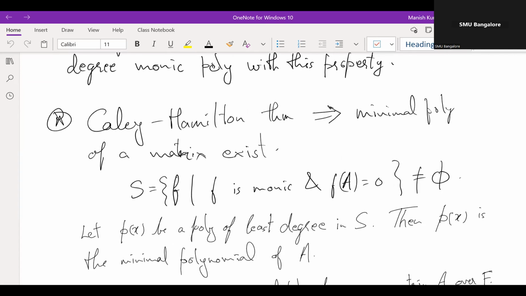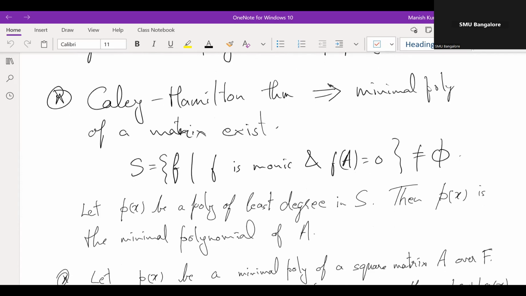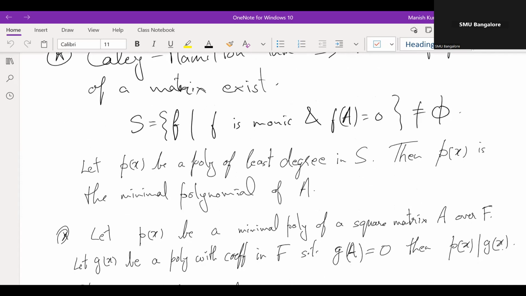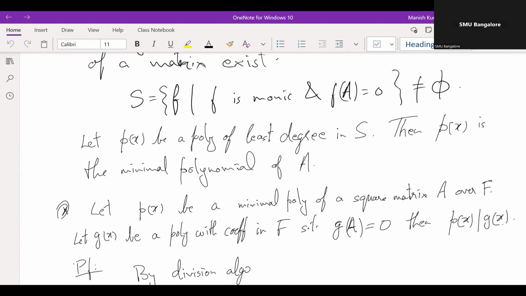I've already written the minimal polynomial of A, but maybe one has to prove the uniqueness. In fact, we'll prove something stronger. Let p(x) be a minimal polynomial of a square matrix A over F. Let g(x) be any polynomial with coefficients in F such that g(A) is 0. Then we will show that p(x) divides g(x). In other words, the minimal polynomial divides every element of the set S which we have written. Makes sense, everyone?